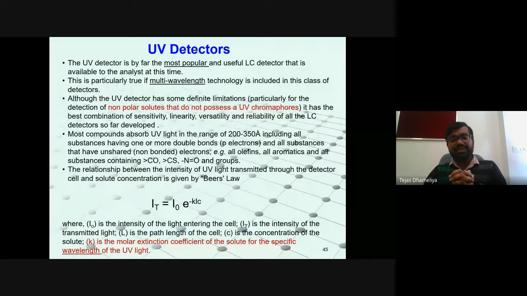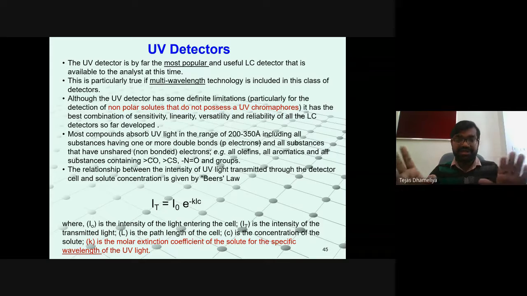So what is our basic agenda, the goal for today? We want to learn all of these UV visible detectors. Basically, IT is equal to I0 into e raised to minus KLC, and this is nothing but Lambert-Beer's law.